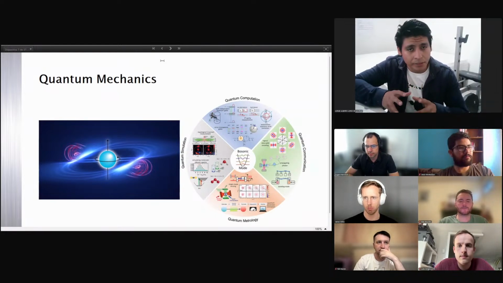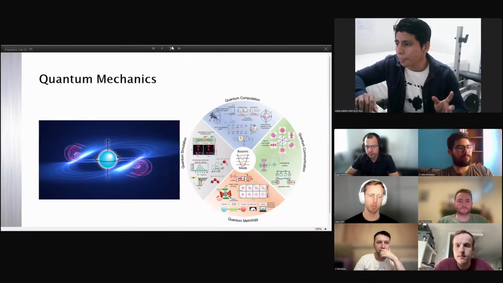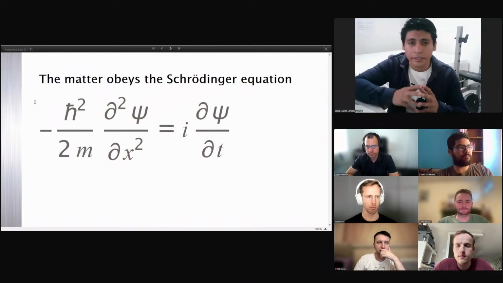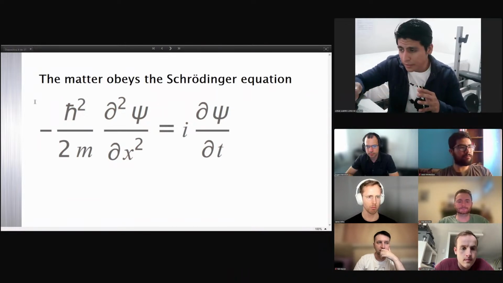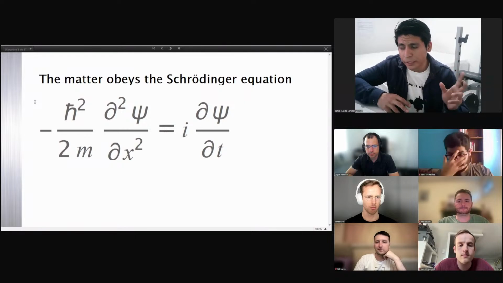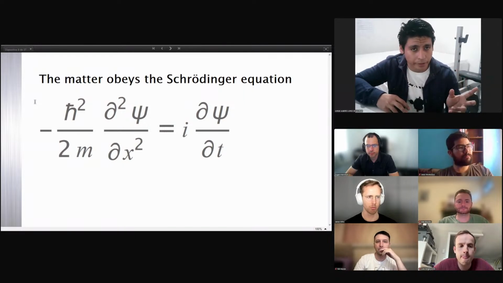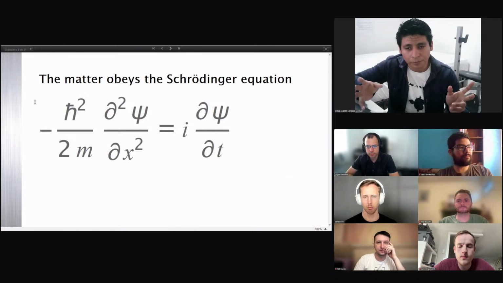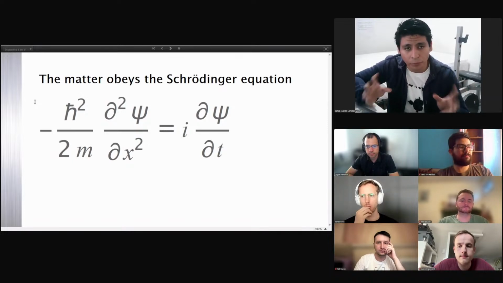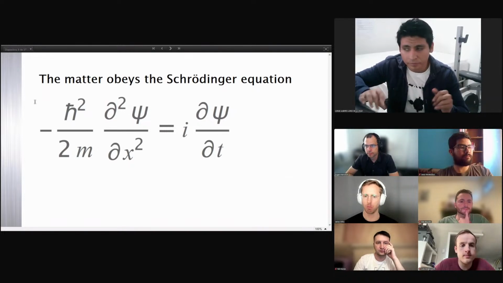And quantum mechanics, oversimplifying, is telling us that matter is governed by the Schrödinger equation. Look at this equation. On the left, we have a second order operator in the space coordinate. On the right, we have a first order partial derivative operator in the time coordinate. There is not a covariant form. Time and space have a different form in this equation. So this is not a relativistic equation.